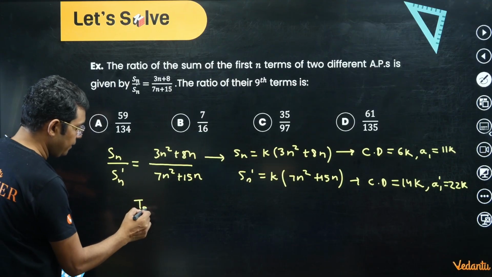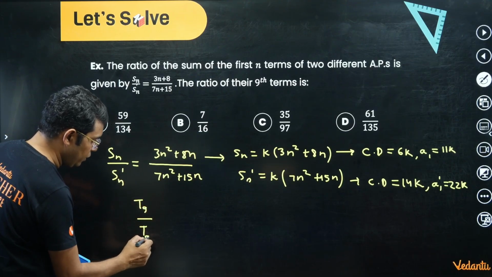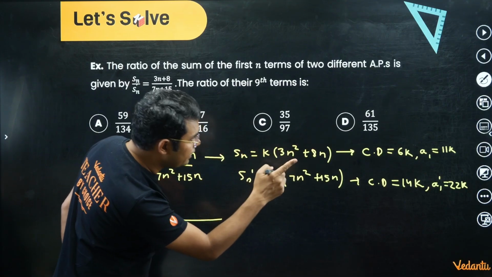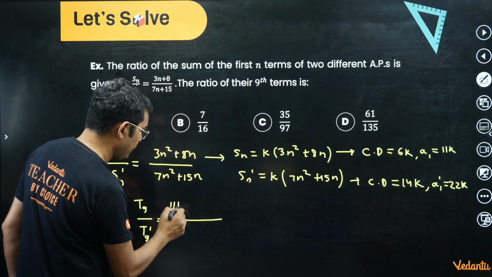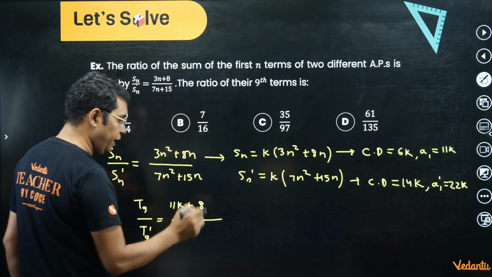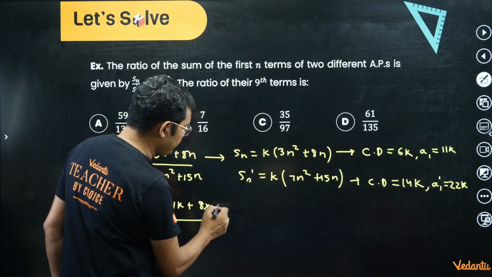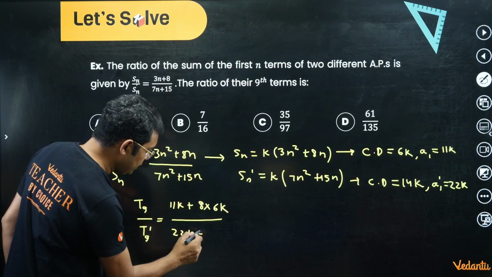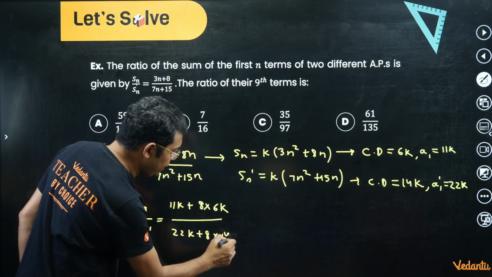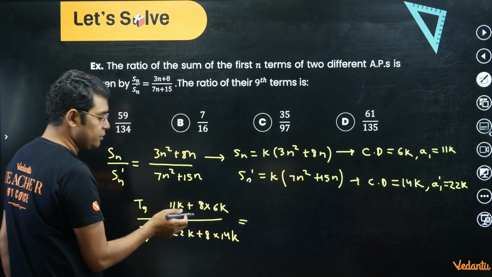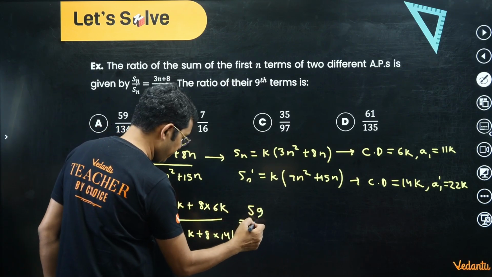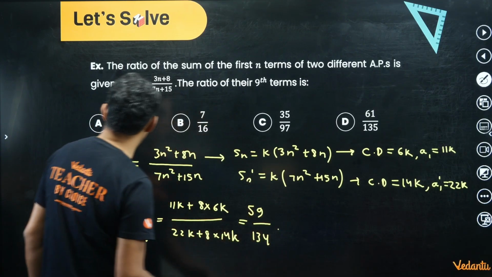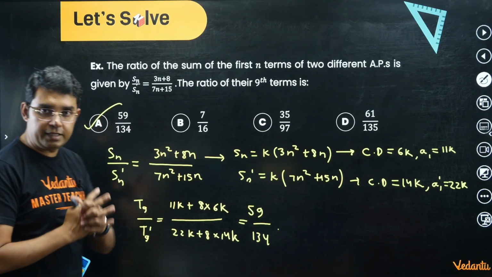So T9 upon T9 dash, if we are looking for, I can write Tn as A for first AP, I think it is 11k plus n minus 1, so 8 into D, and common difference is 6k. Here it will be 22 plus 8 into I think 14k. So 11 plus 48, I think 59, and 22 plus 112, so this is 134, gives you the A as answer. So that is one method.